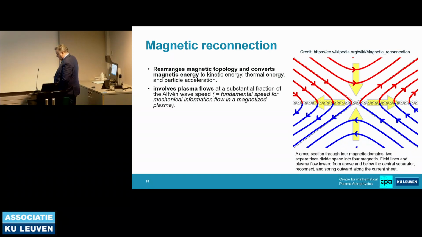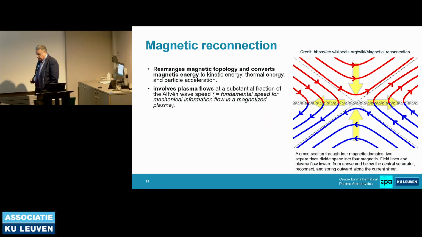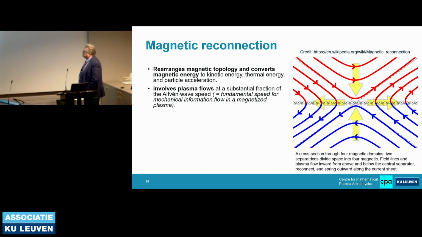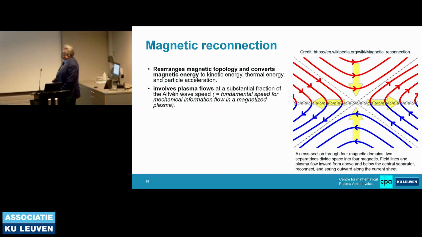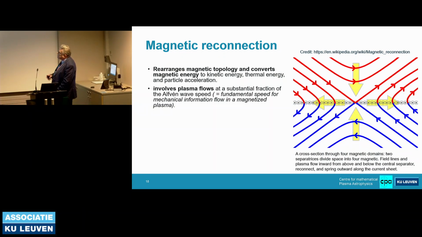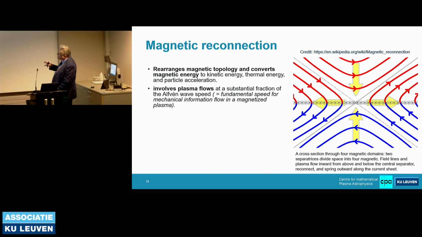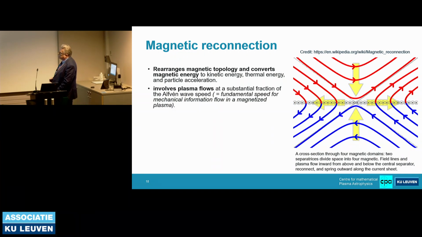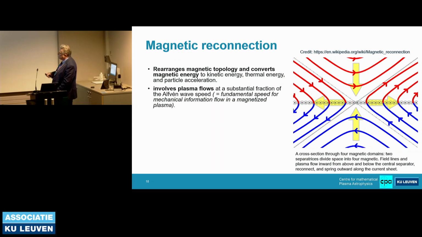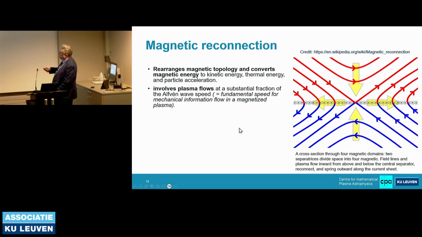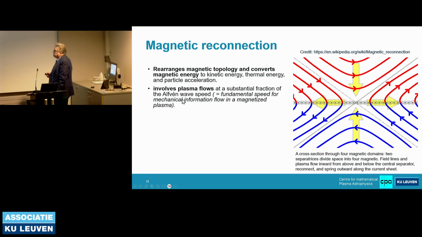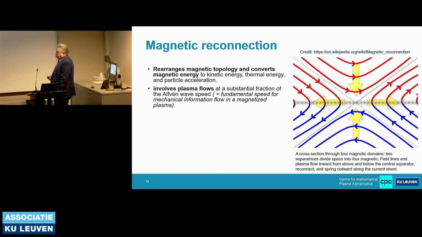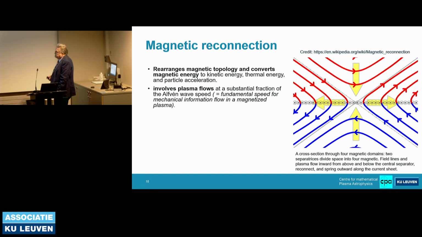Earth. Now, I mentioned magnetic reconnection before. This is a kind of generic mechanism that rearranges the magnetic topology and converts magnetic energy into kinetic energy or thermal energy and particle acceleration. It involves plasma flows at a substantial fraction of the Alfvén wave speed that I mentioned. The Alfvén wave speed is a fundamental speed for mechanical information flow in magnetized plasma.